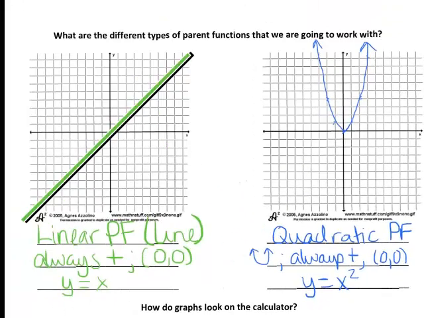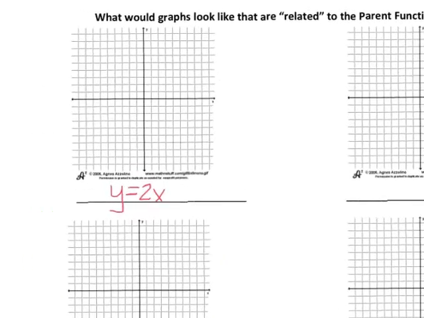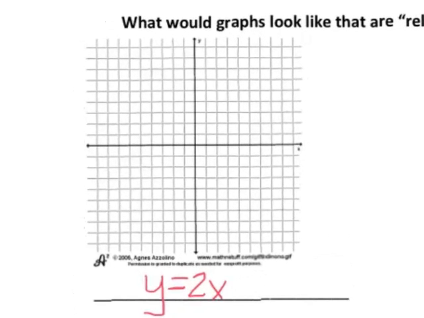Now let's use these two parent functions to determine whether the following equations are going to be related to a linear parent function or a quadratic parent function. The first equation I want to look at is y equals 2x. Looking at this equation, there is no x squared, it's just a regular x, so it should become a linear function when we graph it.